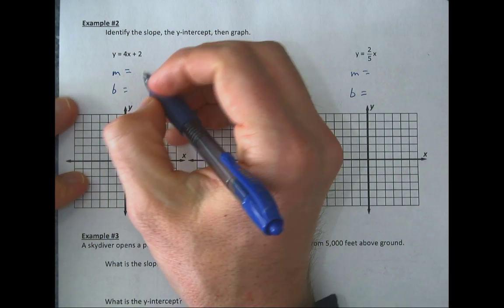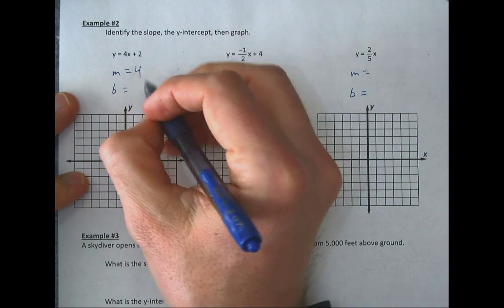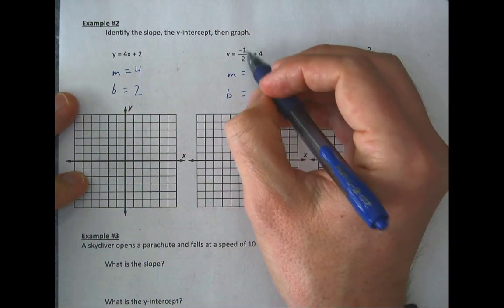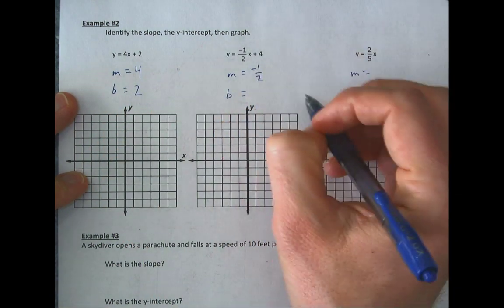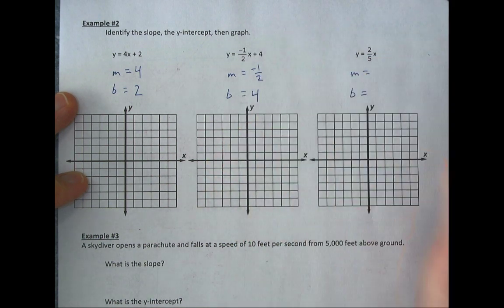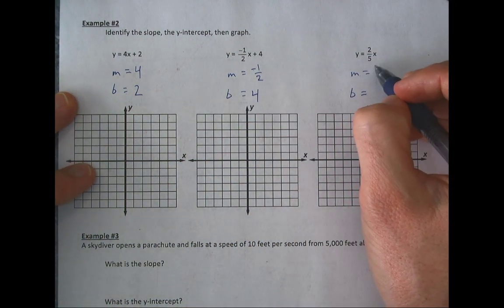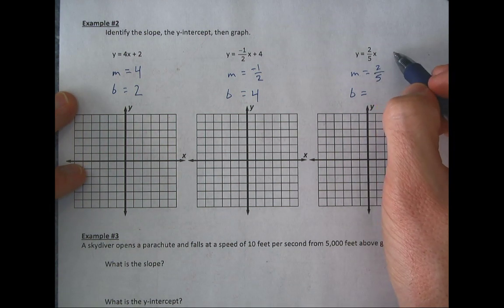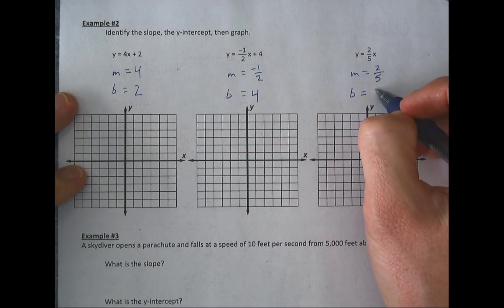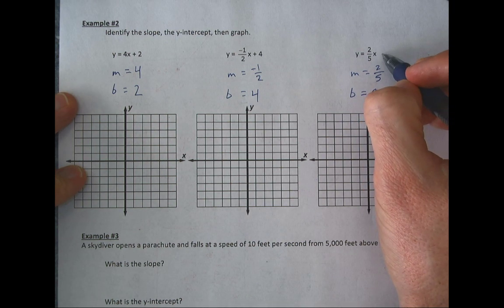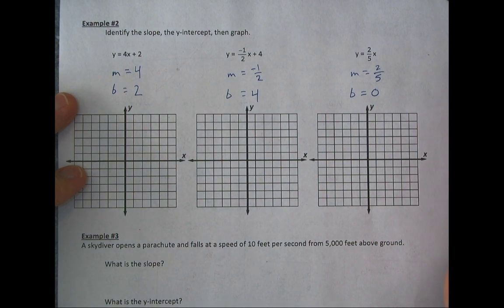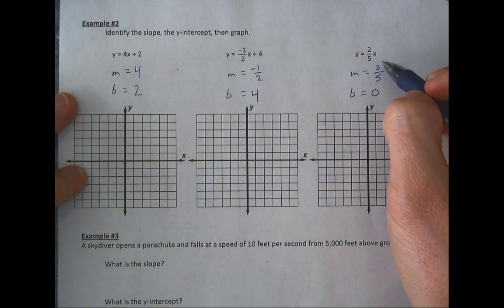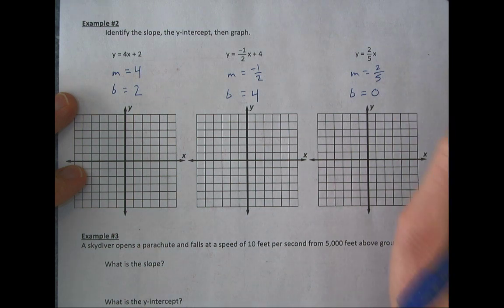So slope here is 4. Y-intercept is 2. Slope here is -1/2. Intercept is 4. Slope here is 2/5. And now I don't have a plus or a minus anything out here. That means my y-intercept is 0. It's like writing a +0 here. It doesn't change it, but we don't need to write it. But it really is a +0 or a -0. So our y-intercept is 0.